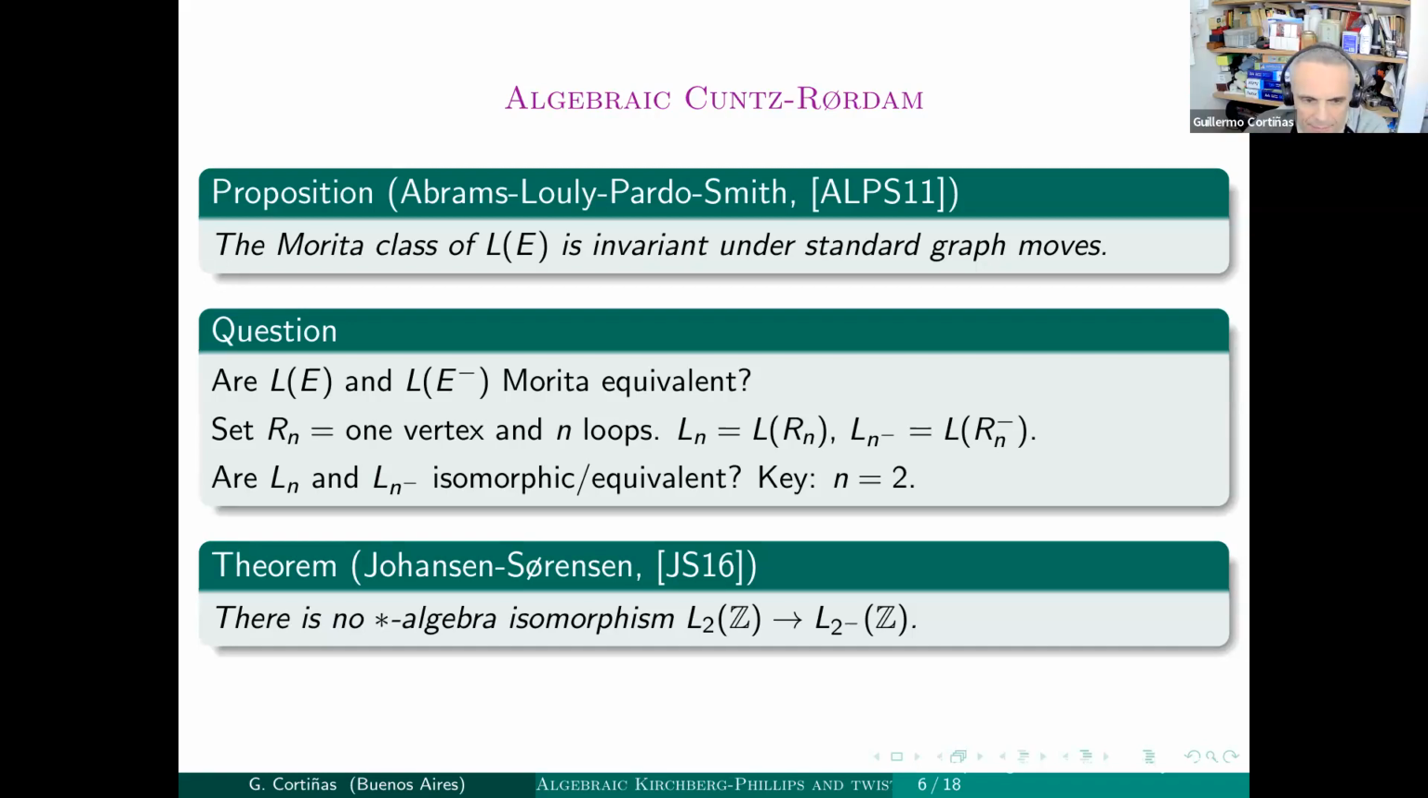Okay. Right. So I was saying, well, I view this as a negative result. Of course, this does not say that there is no star algebra isomorphism between L2 over C and L2 over C, where C is the complex numbers, not Z, right? Or even with Q instead of Z.